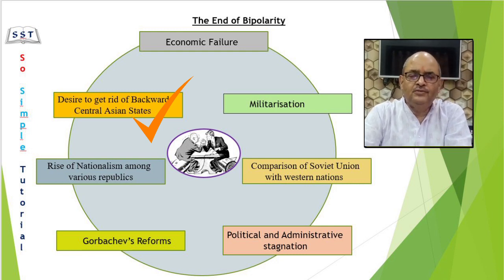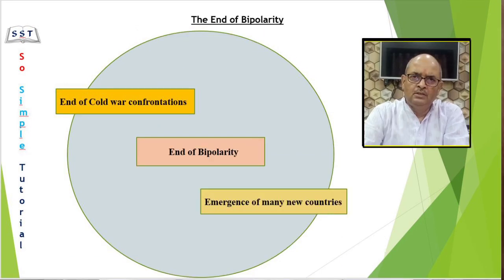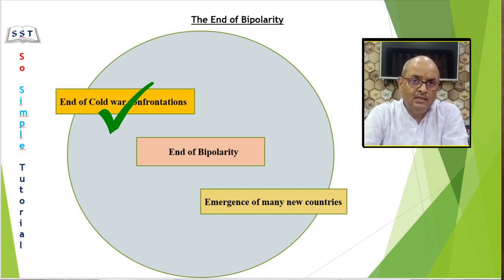The collapse of the Soviet Union and the socialist systems in Eastern Europe had profound consequences for world politics. We will put them mainly under three heads. First of all, it meant the end of Cold War confrontations. Dear students, the world had become so used to the Cold War politics for about 4 decades that when it suddenly ended, the people could hardly believe that the world was a different place now.